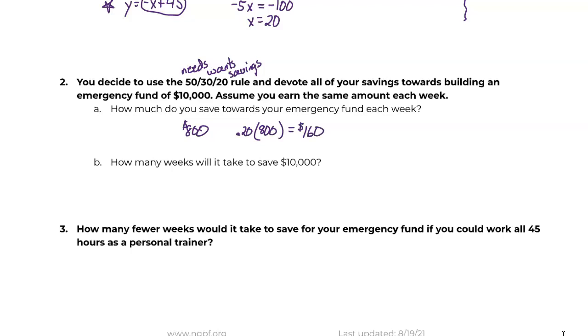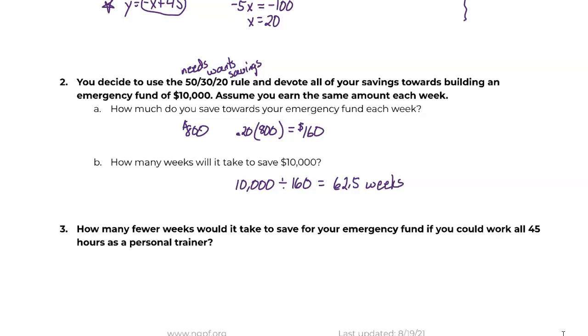How many weeks will it take us to save $10,000 to have our emergency fund built up? 10,000 divided by $160 each week will tell us how many weeks it will take. 62.5. It'll take 62 and a half weeks to save $10,000.